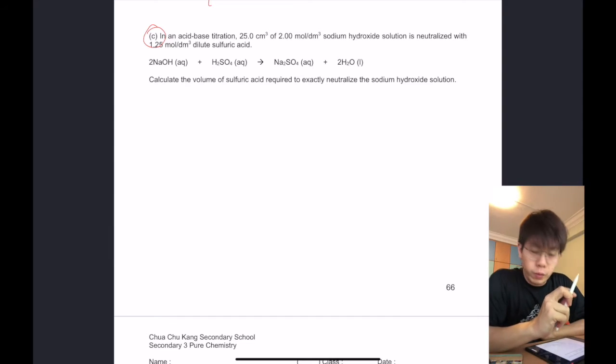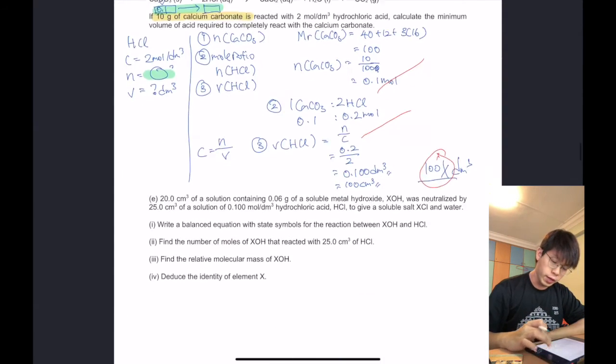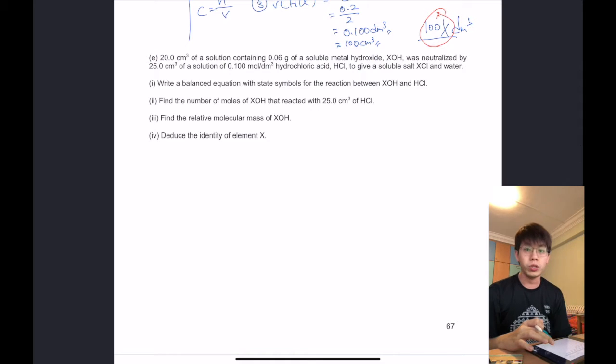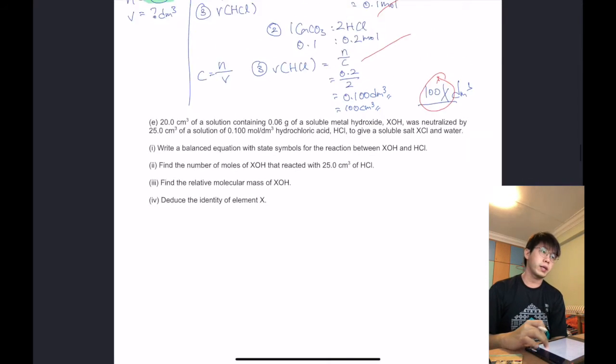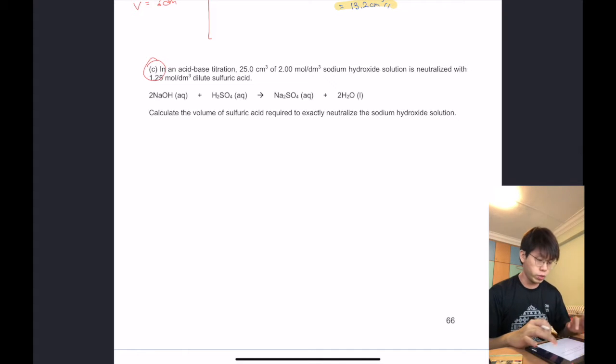Alright, so today we'll be talking about our volumetric calculations in the binder, page 66, question C, as well as page 67, question E. Okay, so let's start. Okay, page 66, question C.